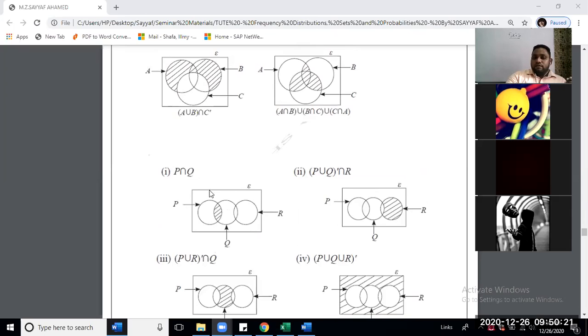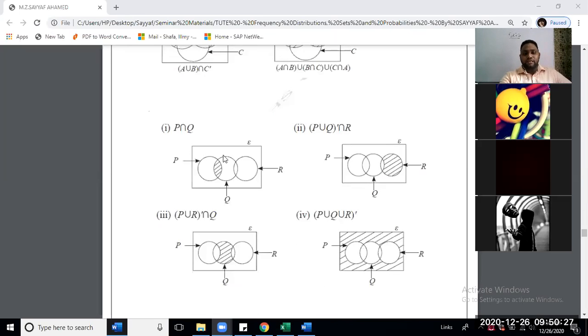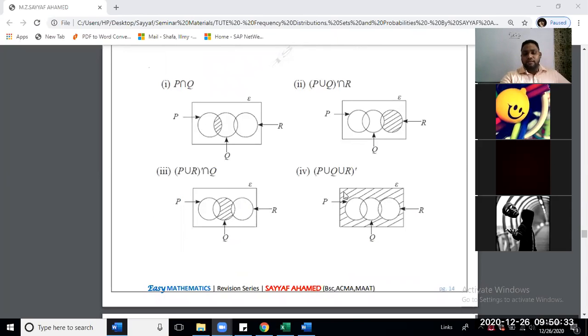the Venn diagram is going to look like this, right? So P intersection Q, this is also similar to what we have already discussed. And the only difference is this: P union Q union R full dash means without P, Q, and R, you can shade the outside.